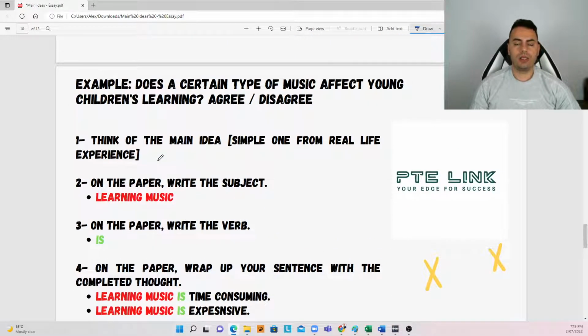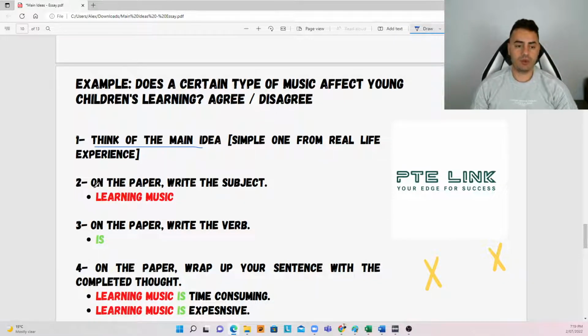Let's think about it from a negative perspective. Again, think about a negative idea or one disadvantage for learning music at school. Again, I come up with a main idea in my back mind. It's expensive, it's time consuming, whatever.